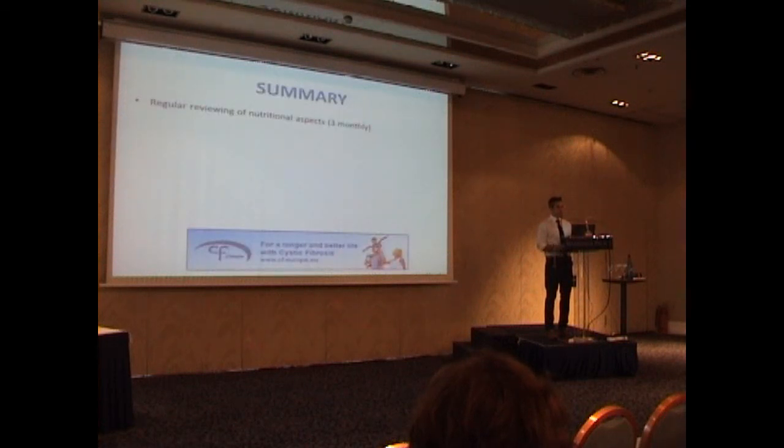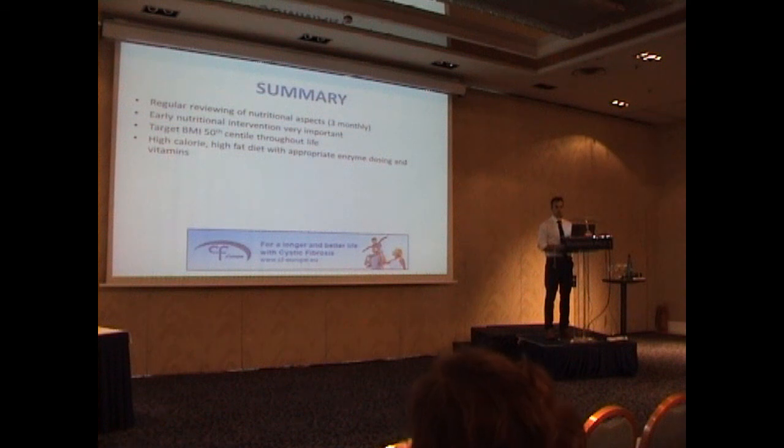So in summary, we need to regularly review the nutrition of our cystic fibrosis patients. We need to target early nutrition. From the moment the child is diagnosed, we should be chasing good nutrition. Through adolescence and through adulthood, we're looking for the 50th centile for BMI. We want to provide them with a high-calorie, high-fat diet. If these things don't work, there are other options, like supplements and tube feeding.